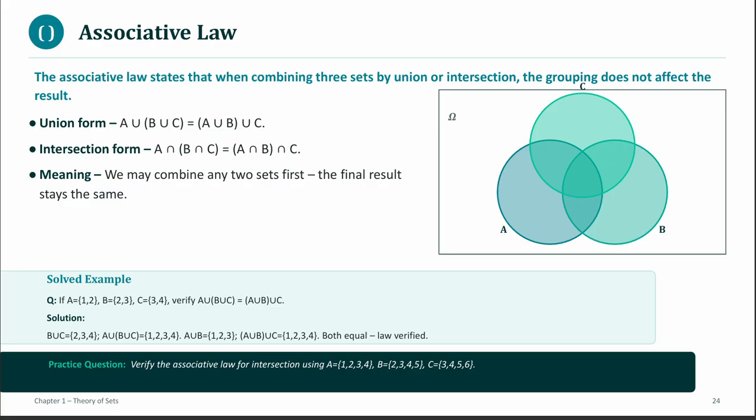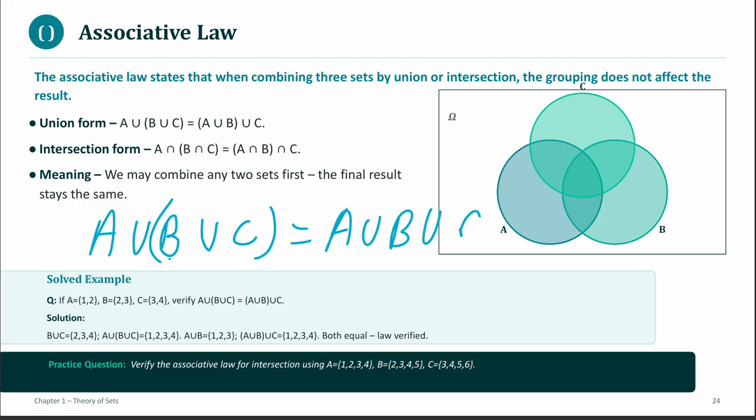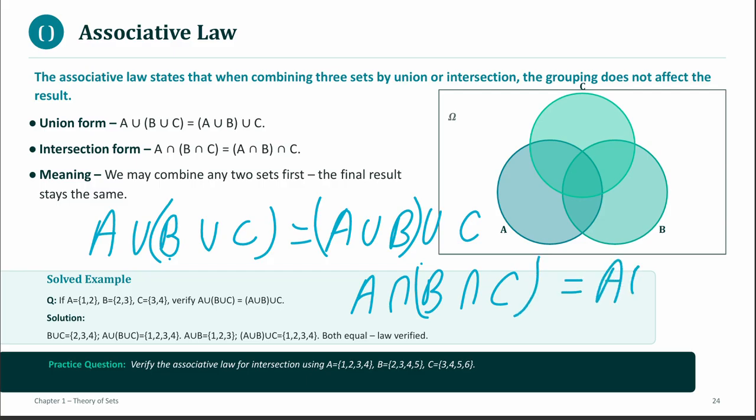Now let us discuss the associative law. The associative law states that when combining three sets by union or intersection, the grouping does not affect the result. So if I write A union (B union C), grouping B union C here, and I again write (A union B) union C, grouping A union B here, the result would not be affected. Similarly, for intersection, if I write A intersection (B intersection C), grouping B intersection C, it would be equal to (A intersection B) intersection C. So we may combine any two sets first and the final result stays the same. Let us see this example.